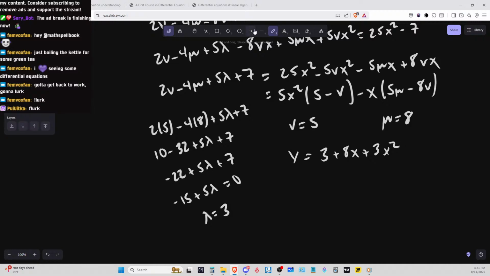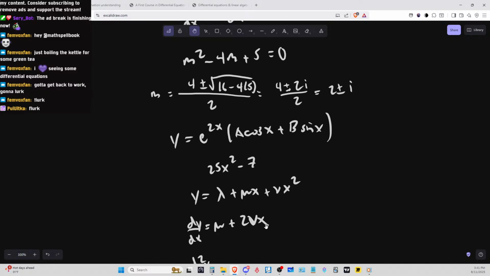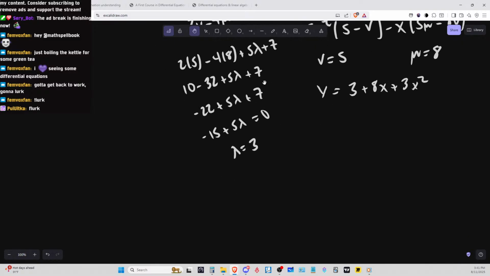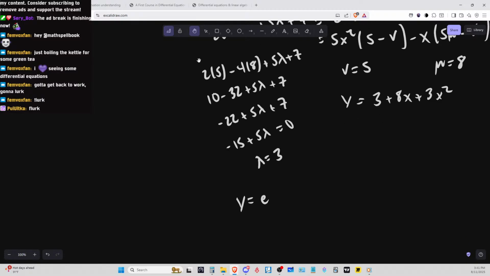So where was it? Oh yeah. So what did we get for the first part? Okay, so it's supposed to be y equals e to the second power cosine x plus b sine x.